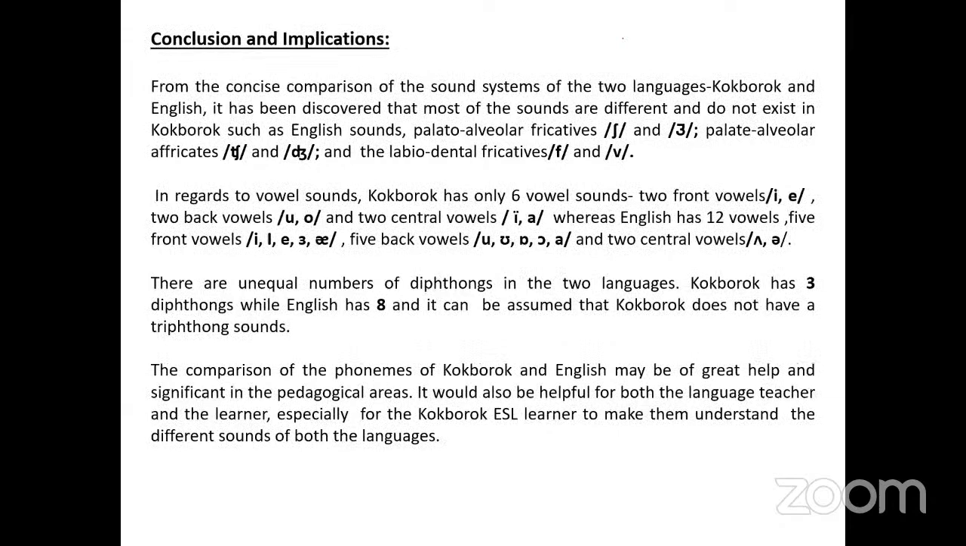So these are the conclusions and implications. From the contrastive comparison of the sound systems of the two languages, it has been discovered that most of the sounds are different and do not exist in Pauperok, such as the English palato-alveolar fricatives, the palato-alveolar affricates, and the labiodental fricatives. In regard to vowel sounds, Pauperok has only 6 vowel sounds. If you want to conclude, you can assume that there are unequal numbers of diphthongs in the two languages. Pauperok has, I mistakenly said three, it should be four diphthongs, while English has eight.